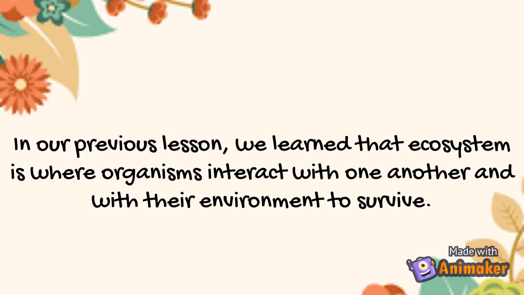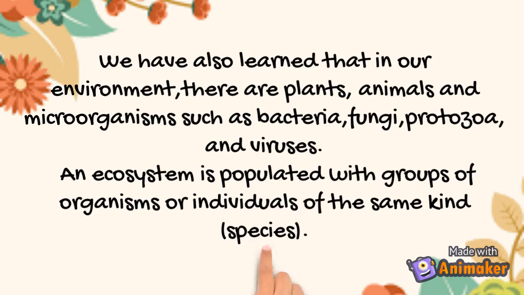In our previous lesson, we learned that an ecosystem is where organisms interact with one another and with their environment to survive. We have also learned that in our environment, there are plants, animals and microorganisms such as bacteria, fungi, protozoa, and viruses. An ecosystem is populated with groups of organisms or individuals of the same kind or species.